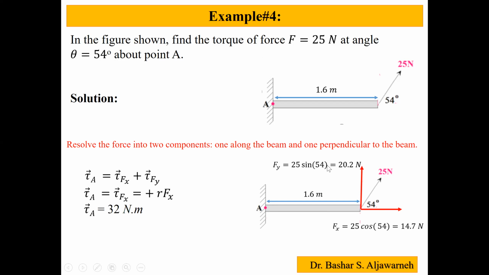Torque due to Fx equals 0, but torque due to Fy will be the magnitude of Fy, which is 20.2 times 1.6, and the rotation here is counterclockwise. Oh, sorry, here this should be Fy instead of Fx. So please replace it by Fy, and this by Fy.